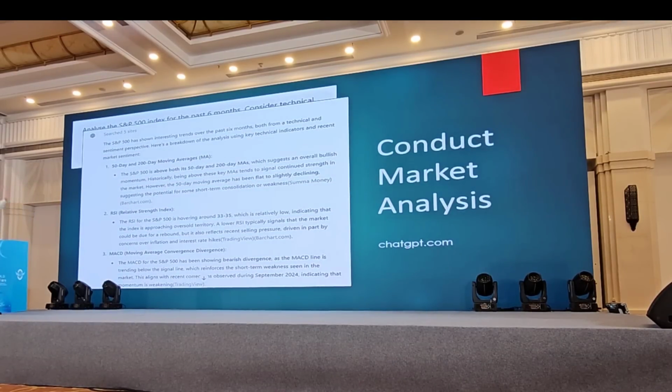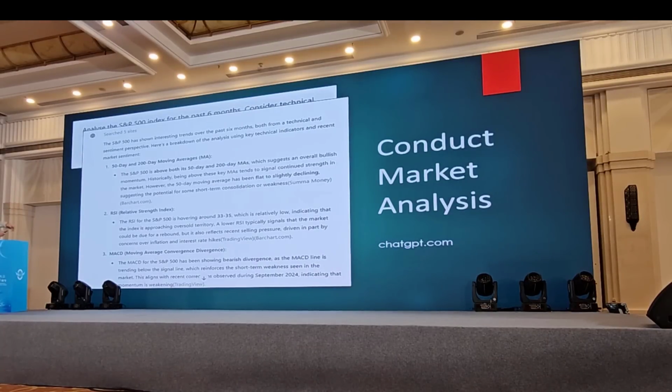And this is the sort of thing, and I don't expect you to read all this off the slide, but it's given me some feedback about what the moving averages are doing. It's even given me the sources of where it's got this information off the internet, so I can go to those sources to verify it. It's given me some information about what the RSI is doing.